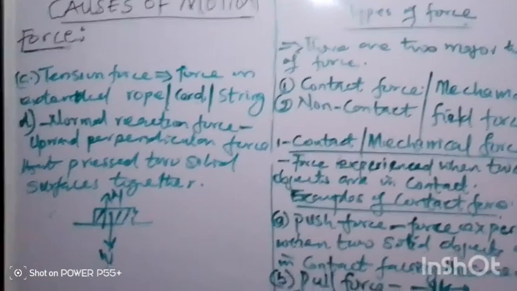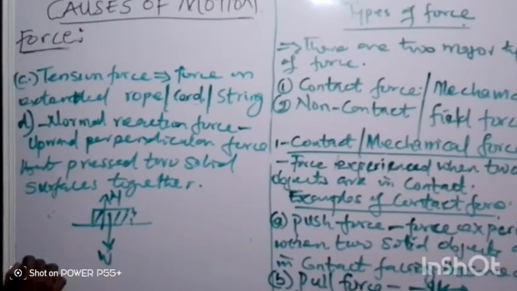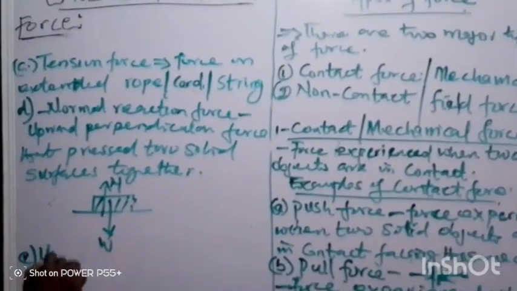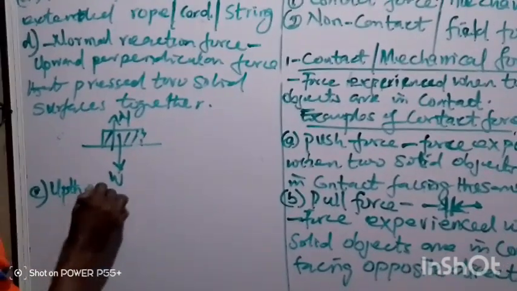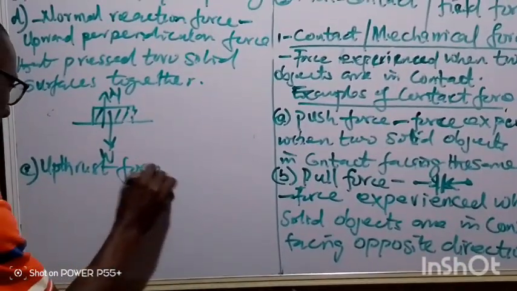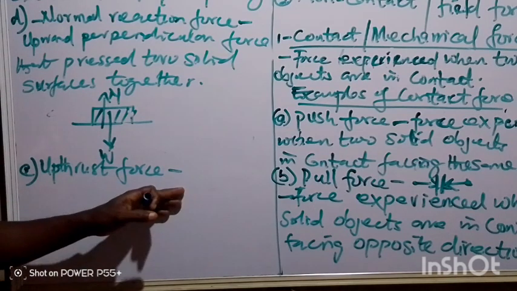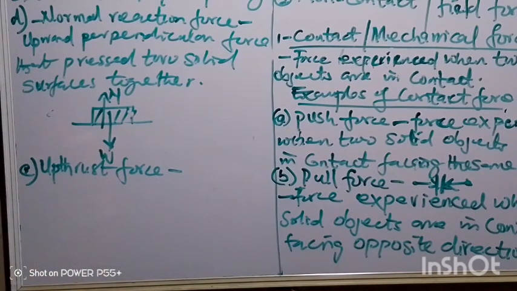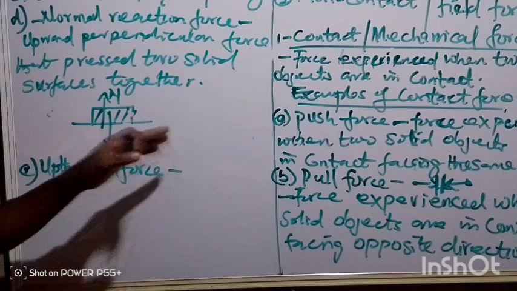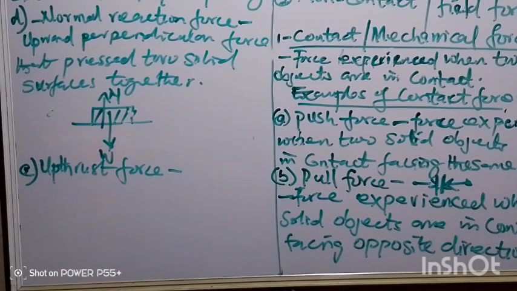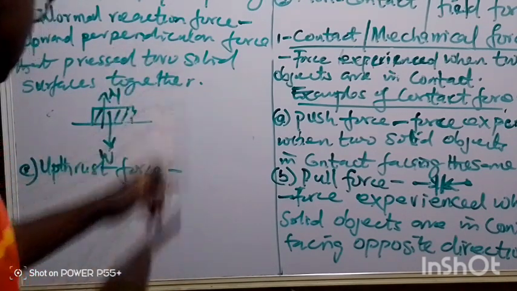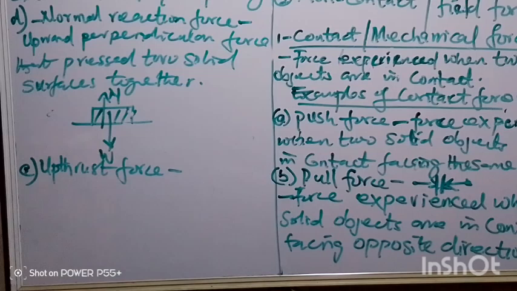Now, E, which is the upthrust force. This is the force produced on the surface of any liquid on any solid object immersed in such liquid. That is, the upward force produced by the surface of the liquid on any solid object immersed in it.